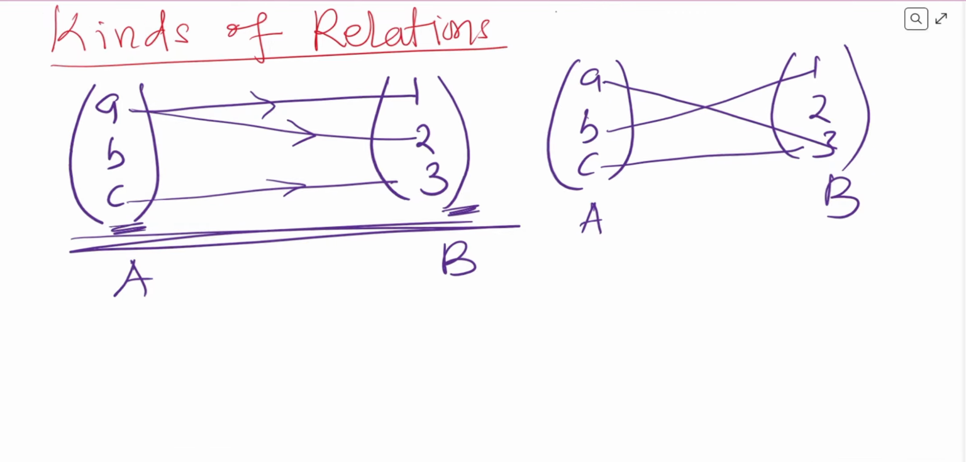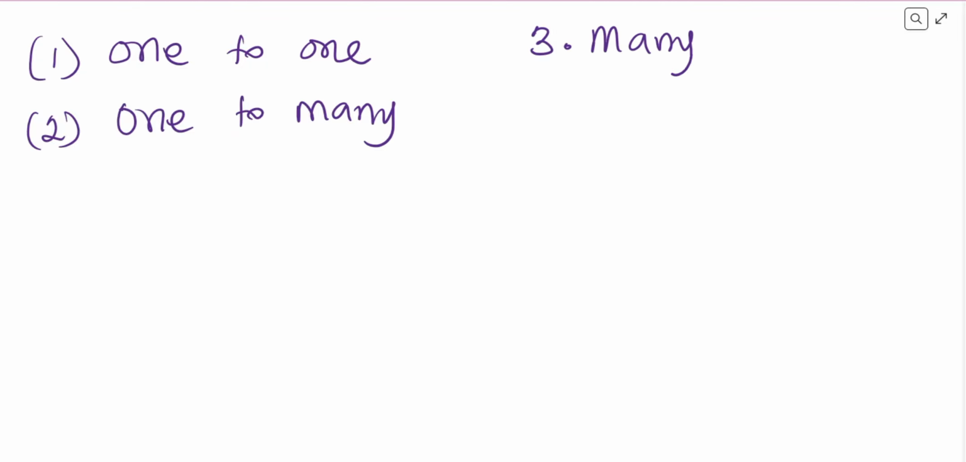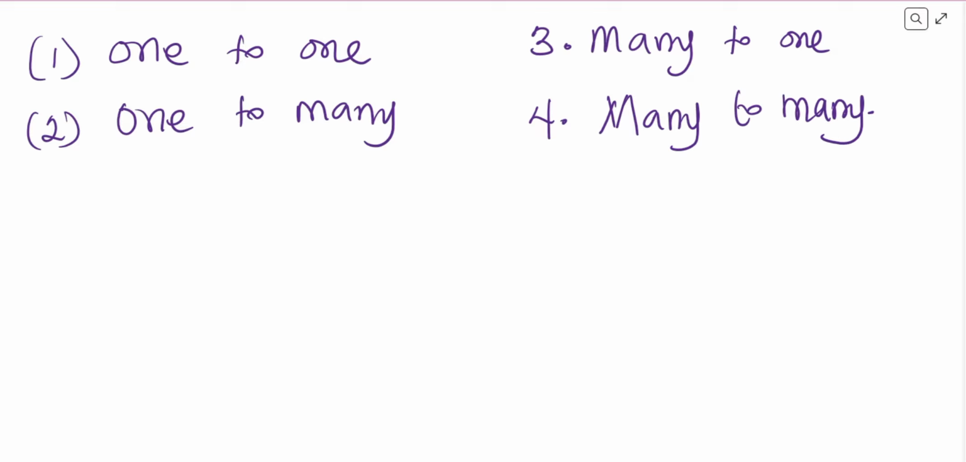So the kinds of relations we have: one, a one-to-one relation. Two, one to many relation. Three, we have many to one. And lastly, many to many. Let's take them one by one.